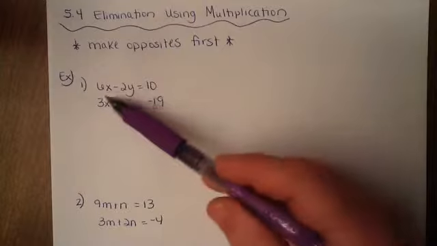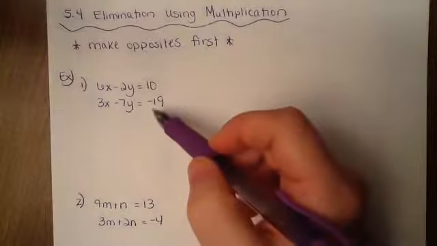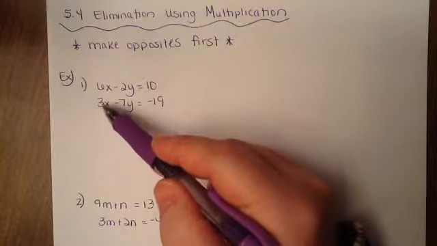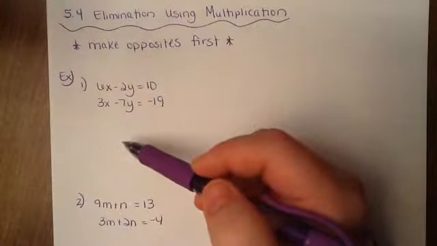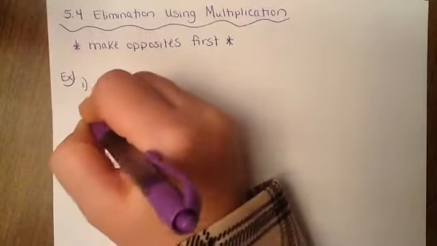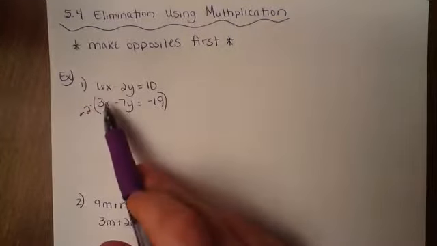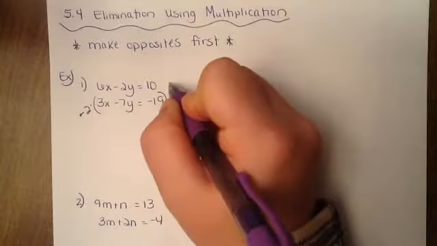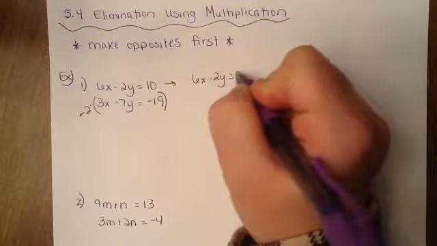So I need to find a pair that I can easily make opposites by multiplying. If I look at my x's, I have 6x and 3x. What can I multiply 3x by to be the opposite of 6? A negative 2. If I multiply the bottom by negative 2, I will get a negative 6x, and then I'll have these able to cancel. So the top will stay the same: 6x minus 2y equals 10.